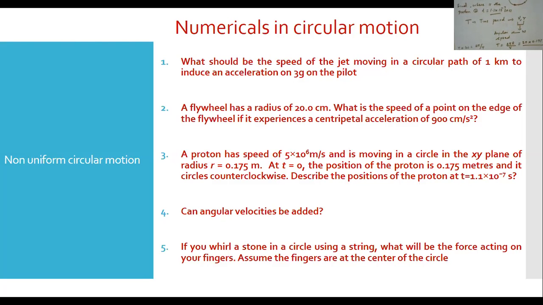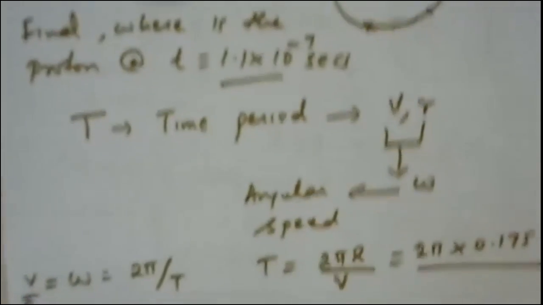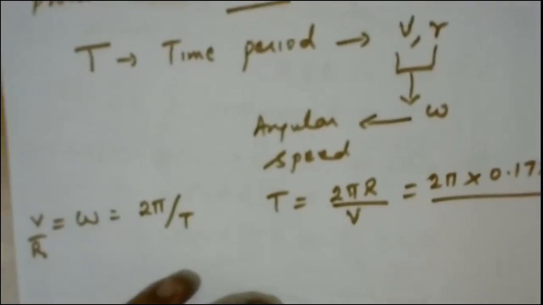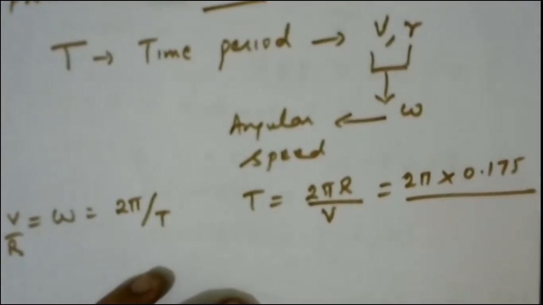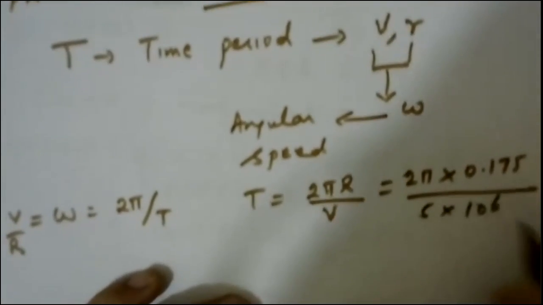Divided by, okay, I have not shown the camera there. Okay, fine. Now it is fine. Okay, so 2 pi into 0.175 divided by speed. What is speed? Which is 5 into 10 to the power of 6.